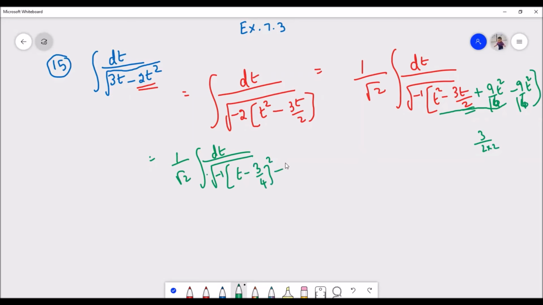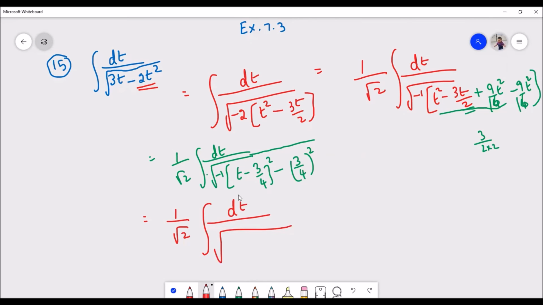Minus, now 9 by 16 can be written as 3 by 4 whole square. Now all these terms are within the square root. Next step, this is 1 by root 2 of integration of dt divided by root over. Now let us take this minus sign inside, the bracket is closing here. Now this minus will become plus and this term will become minus, that means this will change as 3 by 4 whole square minus t minus 3 by 4 whole square.